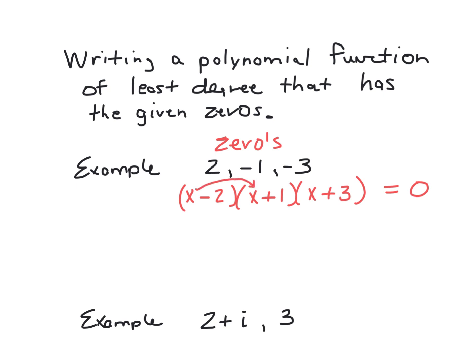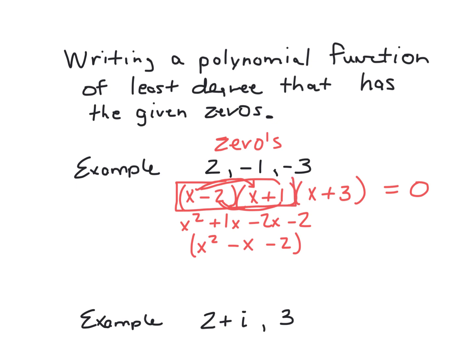So these first two I could FOIL. I'd have x squared plus 1x minus 2x minus 2. And if I combine like terms there, I'd have x squared minus x minus 2. And then I've taken care of these 2 factors. Now I've got to get the x plus 3 involved, and I would multiply all this together.